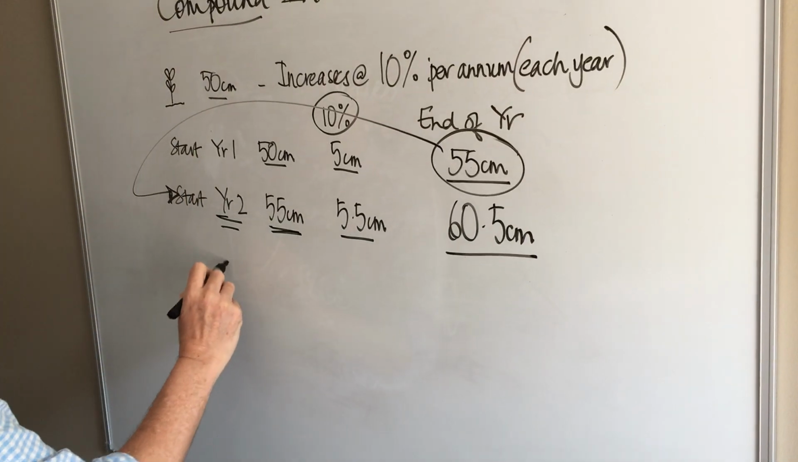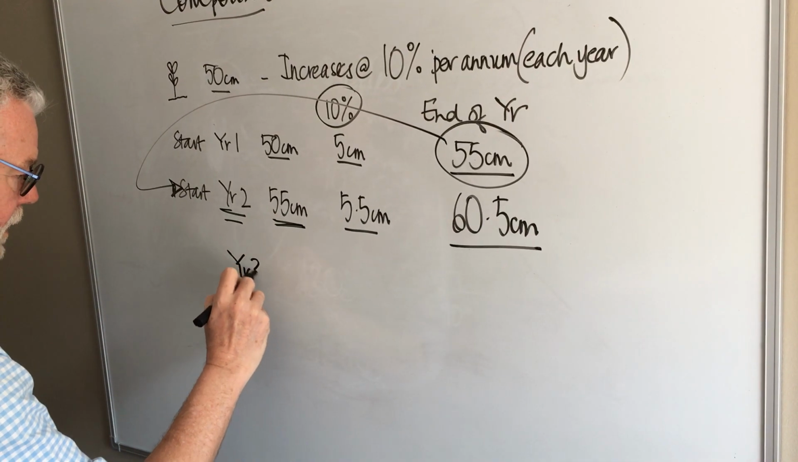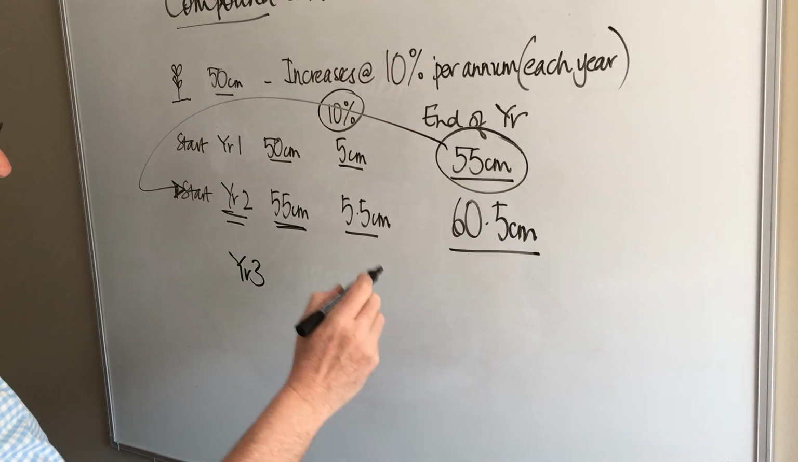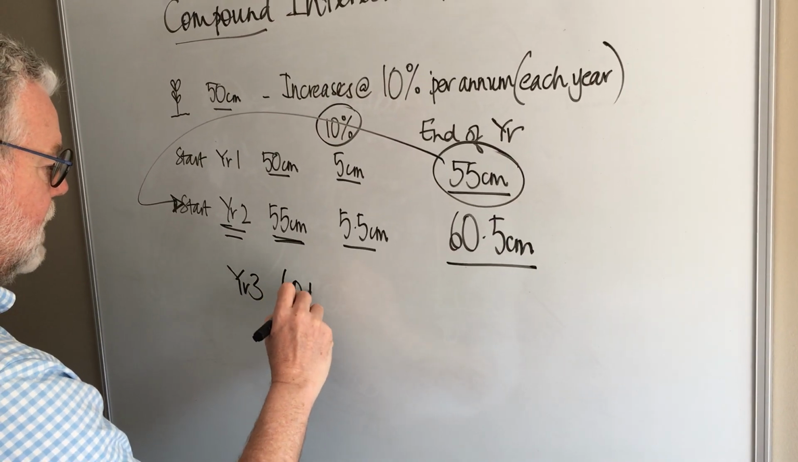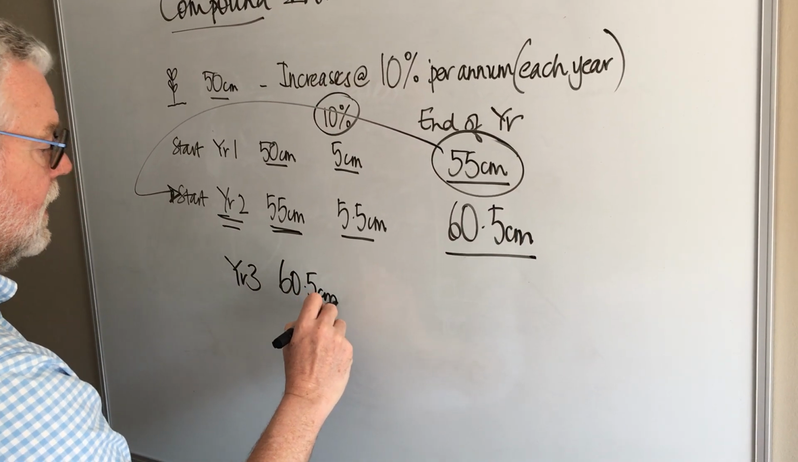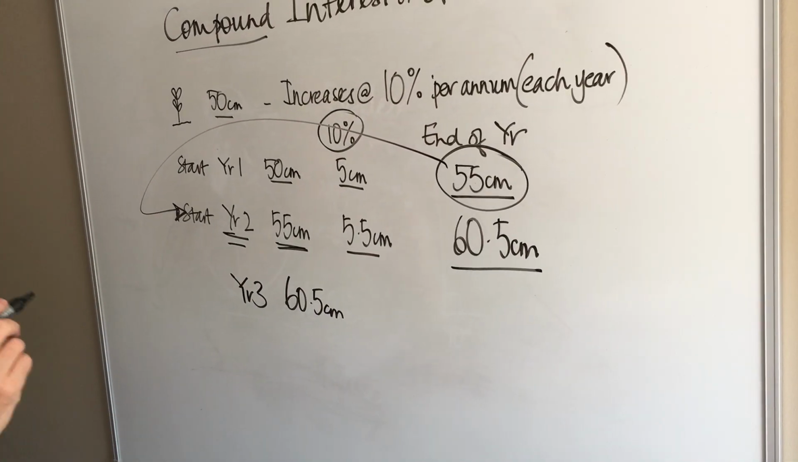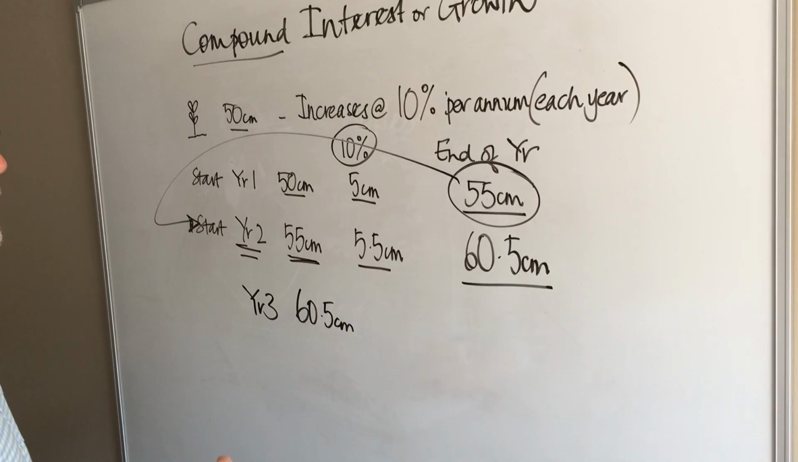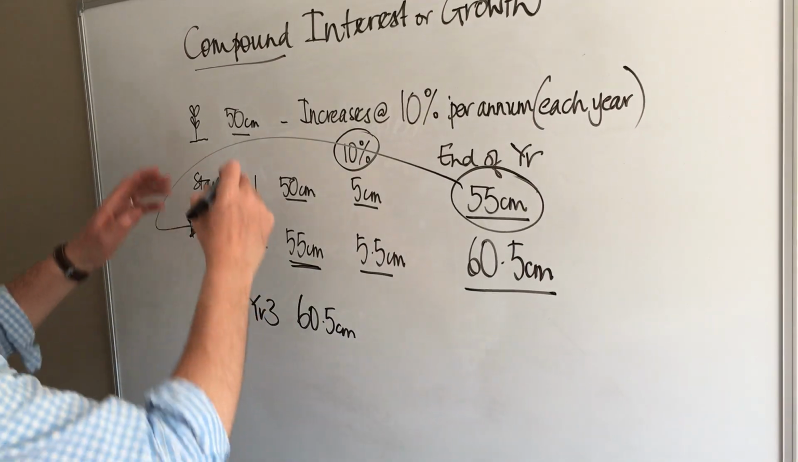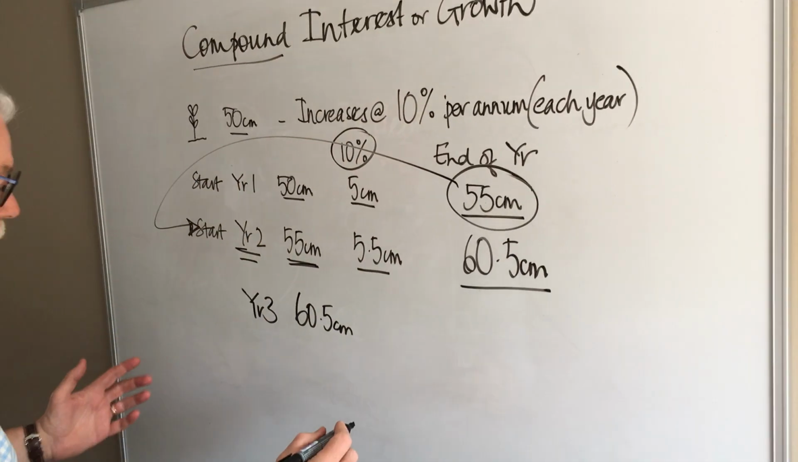So if I said to you, what's the starting point at the beginning of year three? You would say to me, it's 60.5 centimetres. Now that's great, but just imagine I said to you, what's it going to be after 25 years? And you think, wow, I'm going to have to do this. It's going to take me forever.